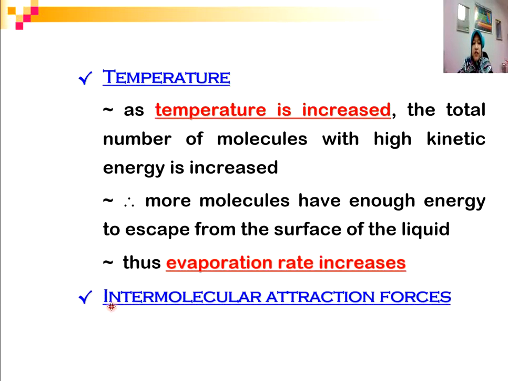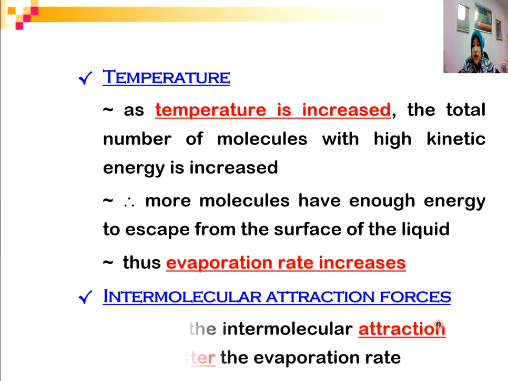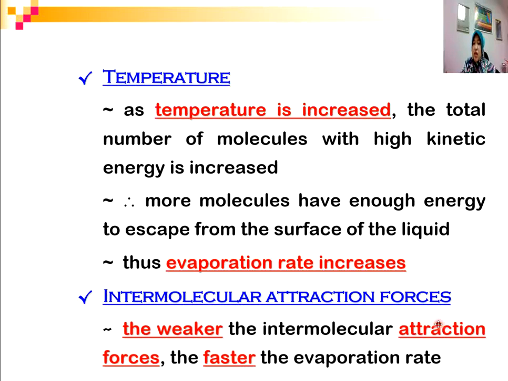And then the third factor that determines the rate of vaporization is the intermolecular forces. If we have two different liquids, A is a liquid that has stronger intermolecular forces and B is a liquid that has weaker intermolecular forces, then we will observe that the one with weaker IMF will vaporize faster, because it is easier for them to overcome the attraction with their neighbors.